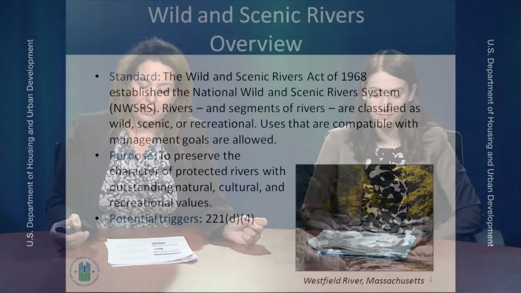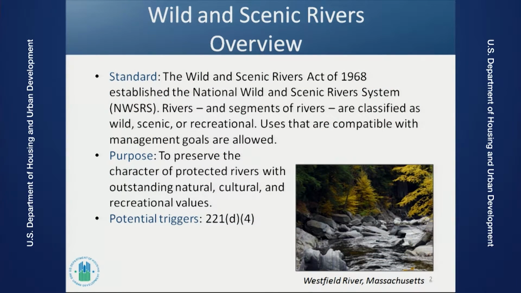Okay, the Wild and Scenic Rivers Act of 1968 established the National Wild and Scenic River System, or NWSRS. Rivers and river segments are classified as wild, scenic, or recreational, and only uses that are compatible with management goals are allowed on these designated rivers. The purpose of the Act is to preserve the character and protect the river's outstanding natural, cultural, and recreational values in a free-flowing condition for the enjoyment of present and future generations. All new construction projects, including 221(d)(4) projects, are subject to compliance with the Act.